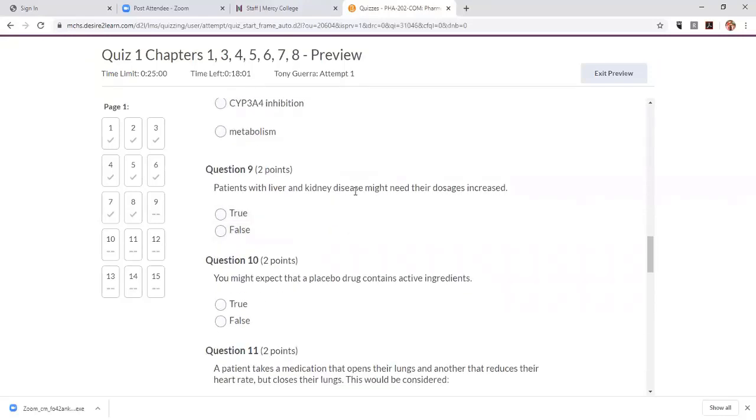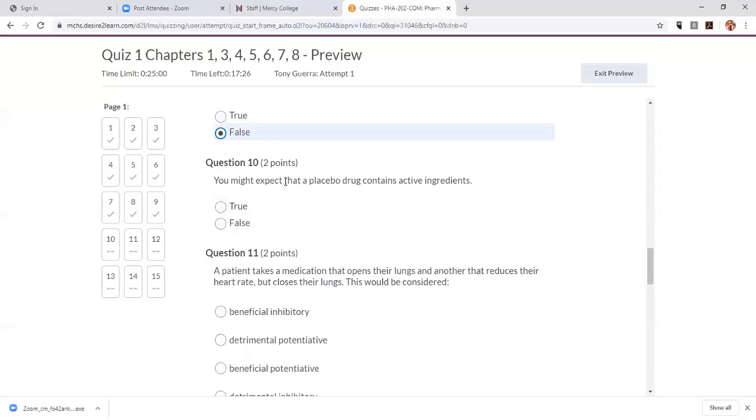Patients with liver and kidney disease might need their dosages increased. So what we want to do is say, okay, well, what's going to happen? And a lot of people say, okay, well, if they've got disease, then that means that they're not working as good, so we're probably going to need more medicine. Well, that was the exact opposite of what we want to think, which is, wait a minute. If they're not working, they're not breaking down drug. If they're not breaking down drug, then there's more drug around. So they're going to actually need their dosages to be lowered. Okay, so that would be false.